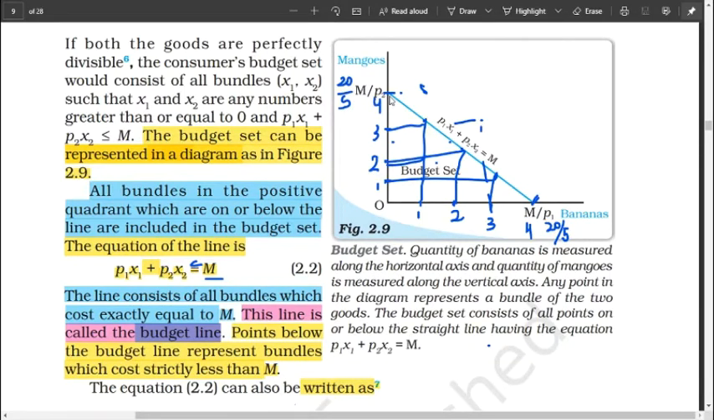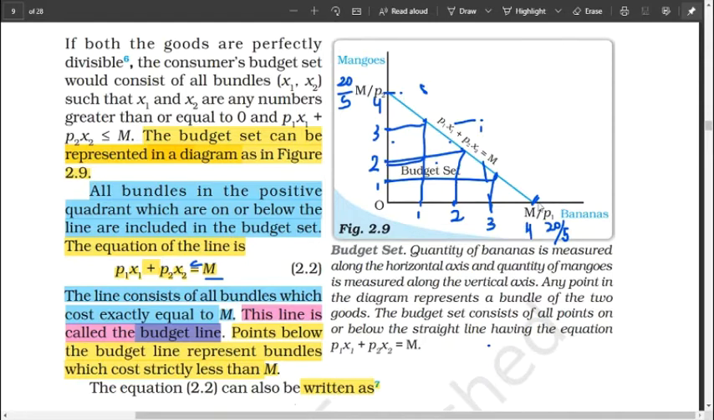That means if you spend all your income on mangoes, you would have 0 bananas and 4 mangoes. Spend all on mangoes, then the maximum you'll have is 4, not 5, not 6. Same thing, M by P1. M is 20, P1 is the price of bananas, 5. If you don't buy mangoes and buy only bananas, how much would you get? You'll get 4. 20 by 5 gives a maximum of 4 bananas.